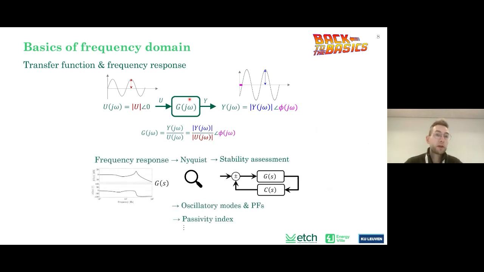With this frequency response, we can do a lot of nice things. You maybe heard about Nyquist. With Nyquist, we can assess whether a feedback loop will be stable or not. This is one thing we can do, but we can do much more. We can calculate oscillatory modes in the system. We can calculate participation factors. We can also look at the passivity of the individual subsystems. So there are a lot of things we can actually do with those quite basic mathematical models, I would say.